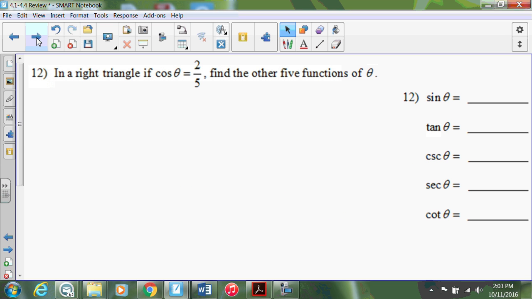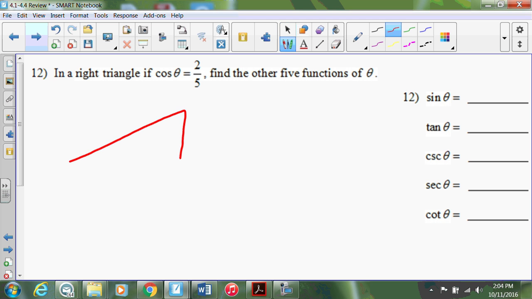Okay, in a right triangle, if cosine theta is 2/5, find the other 5 functions of theta. So let's go ahead and do this. This is an interesting problem, and we'll talk about why it's interesting in just a second. We know that 2/5 is not a unit circle value, so we go straight to right triangle trig, where that's our theta, that's our 90-degree angle, and cosine is adjacent over hypotenuse.